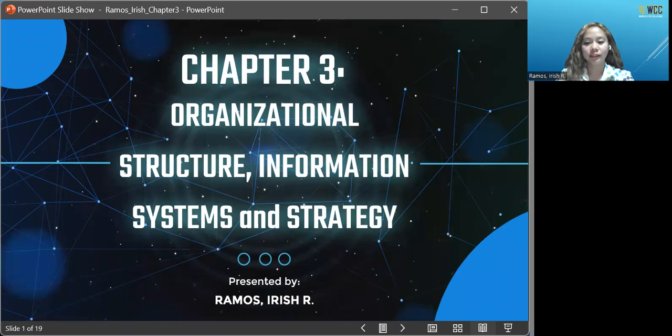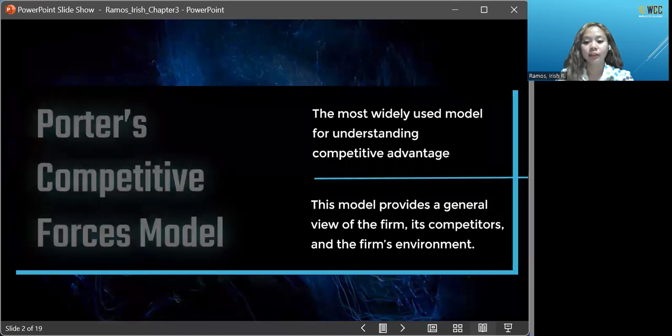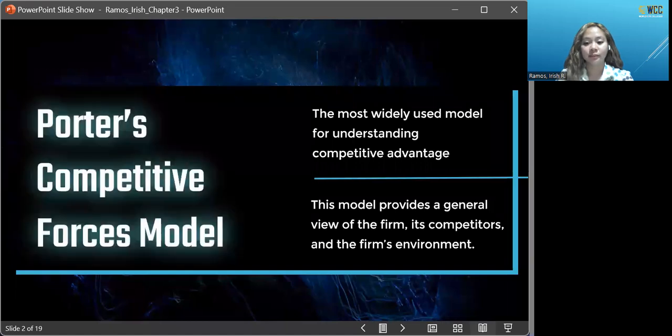Good day, everyone. I'm Irish Ramos, and I will be discussing the continuation of Chapter 3, Organizational Structure, Information Systems, and Strategy. Let's start with Michael Porter's competitive forces model.